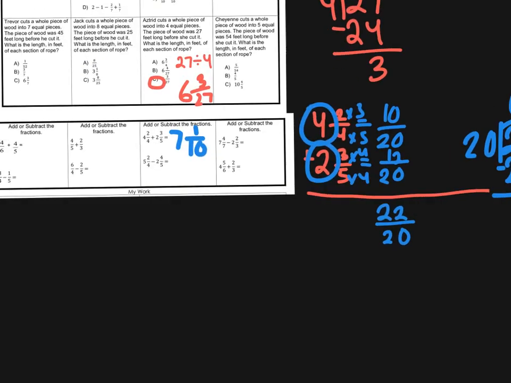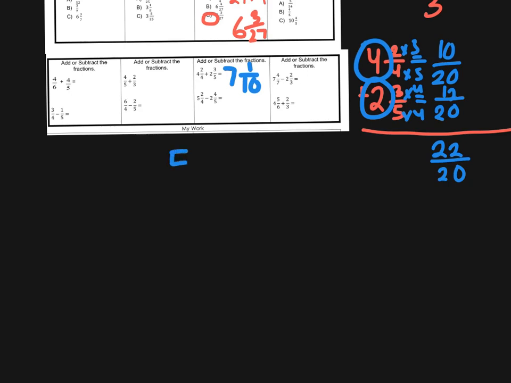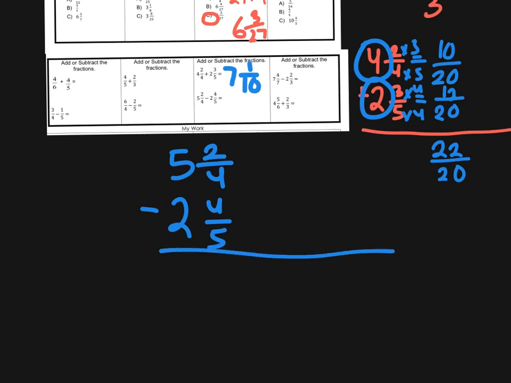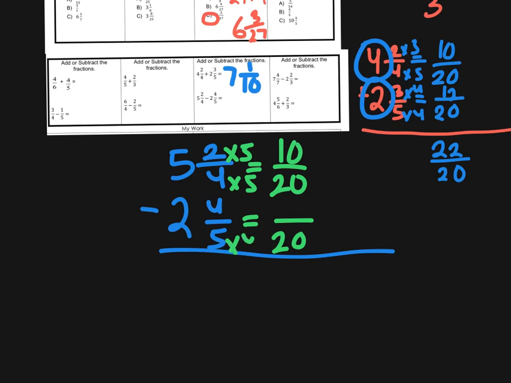For the next one, it is 5 and 2/4 minus 2 and 4/5. We have to start with our equivalent fraction with a common denominator. That would be 20 and 20. This is times 5 times 5. That will give us 10. This is times 4, which is 16. You cannot do 10 minus 16.